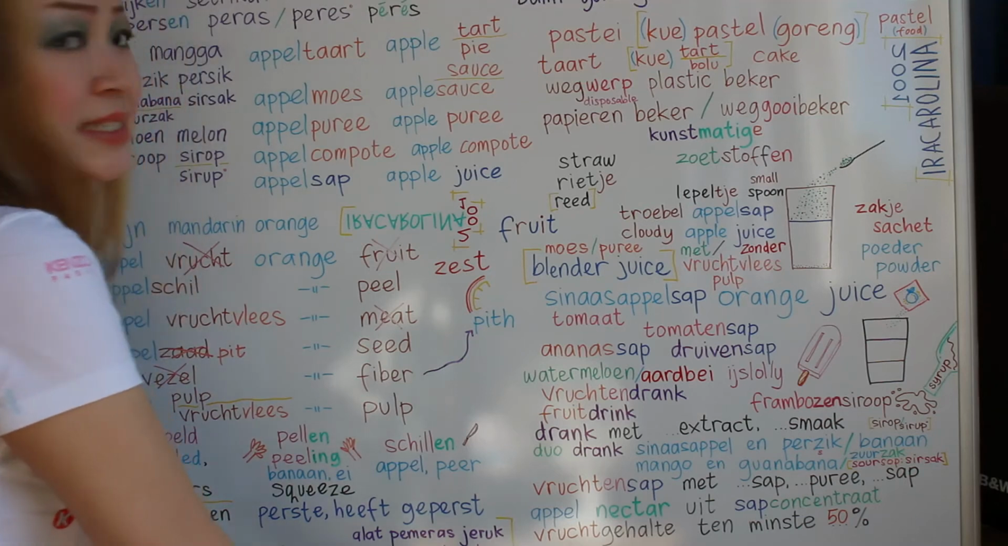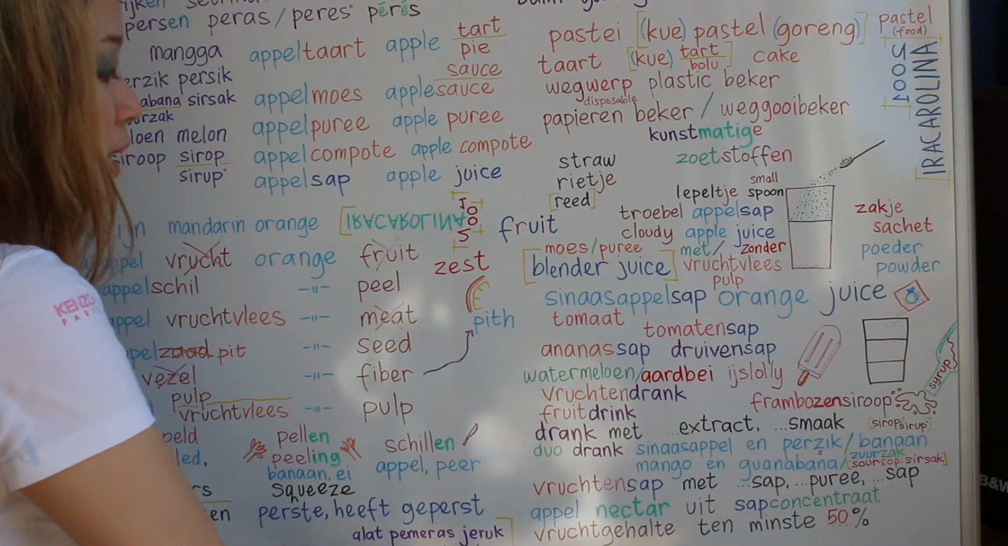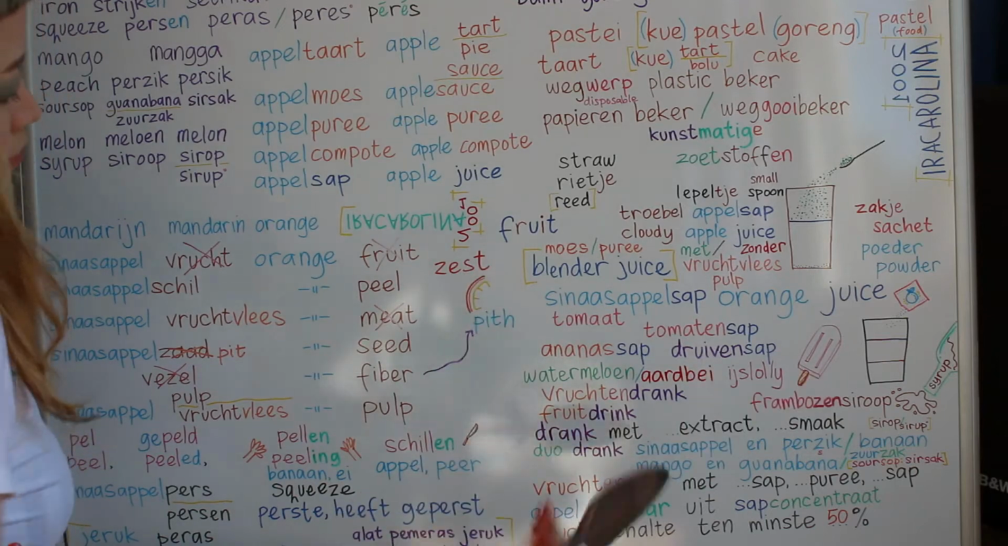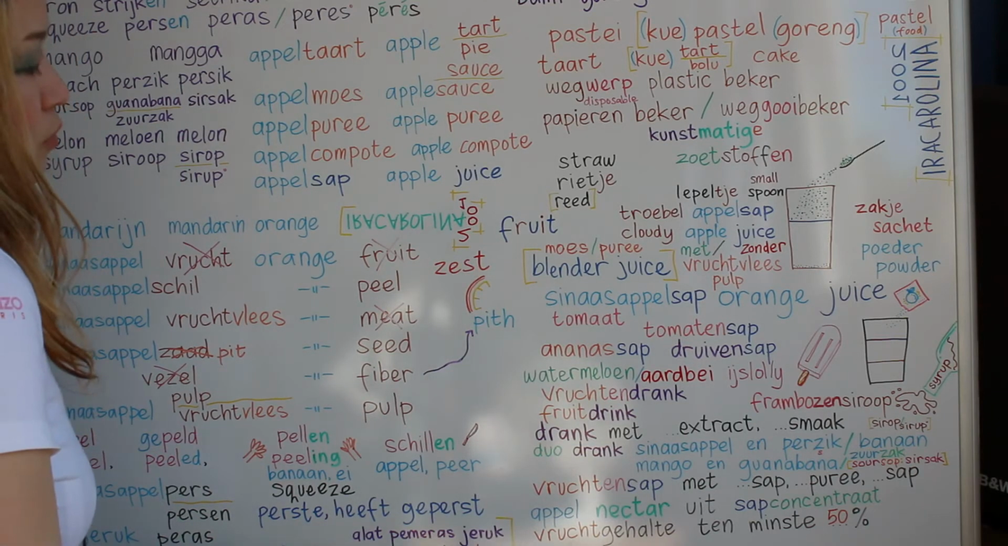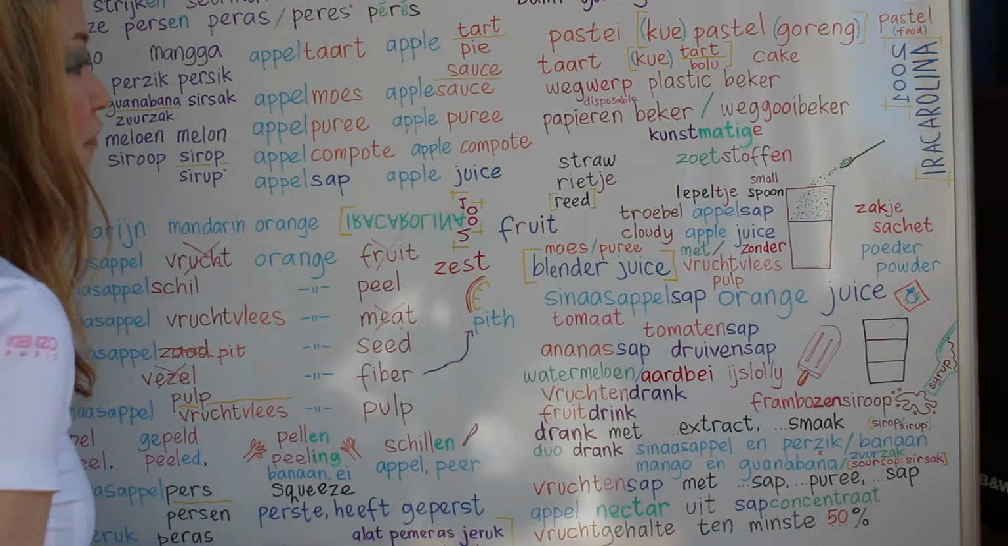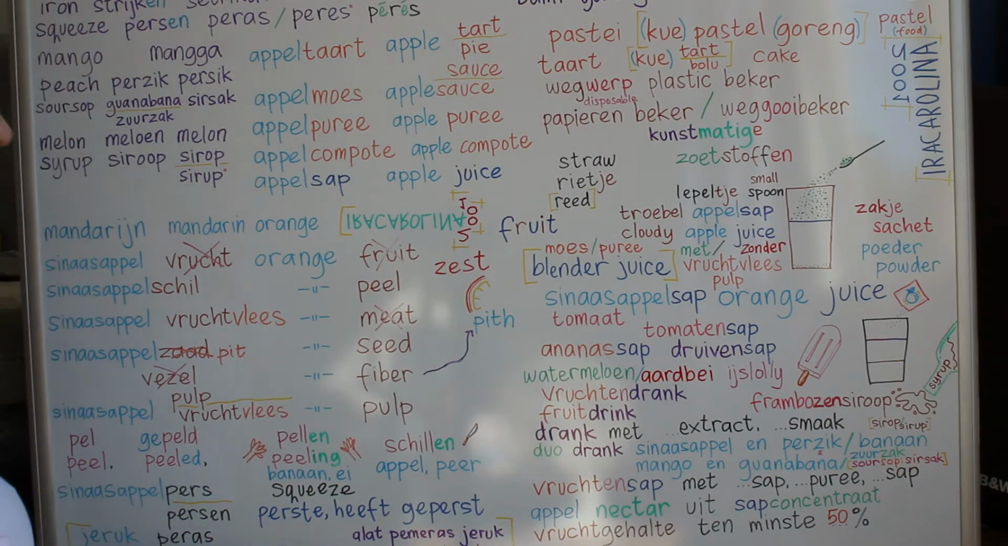Hi, today we will learn Dutch or Netherlands about drinks from orange and other kinds of fruit and mix of other stuff. Let's start it.